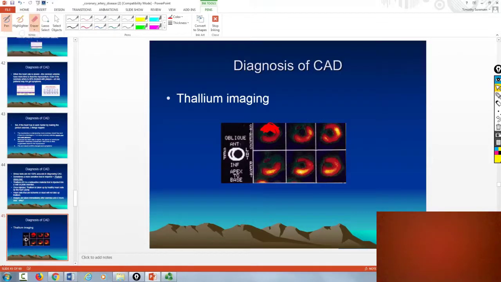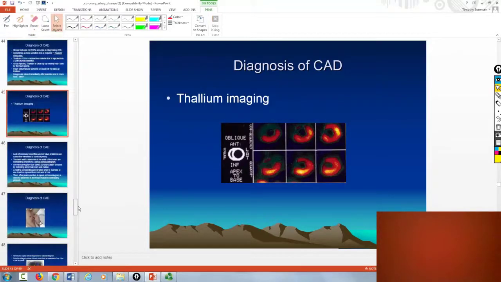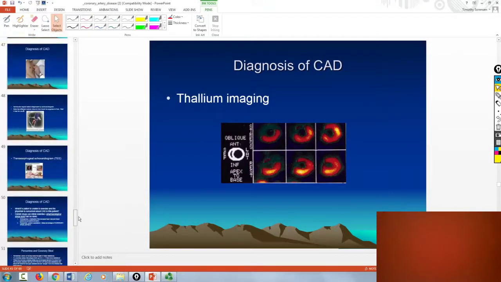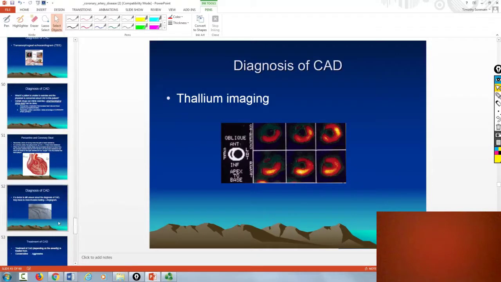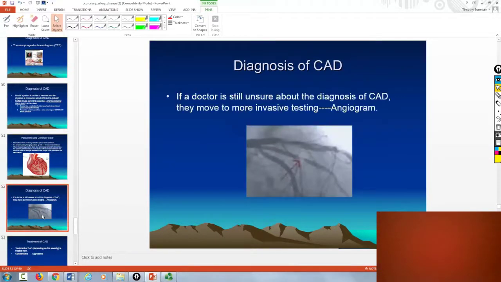But if they don't take up any of that thallium, then that part of the heart is dead. Now, if that's positive, then what they're going to do is an angiogram. So what they're going to do is put a catheter into you and put you under a fluoroscope, essentially. And they're going to inject some contrast dye.